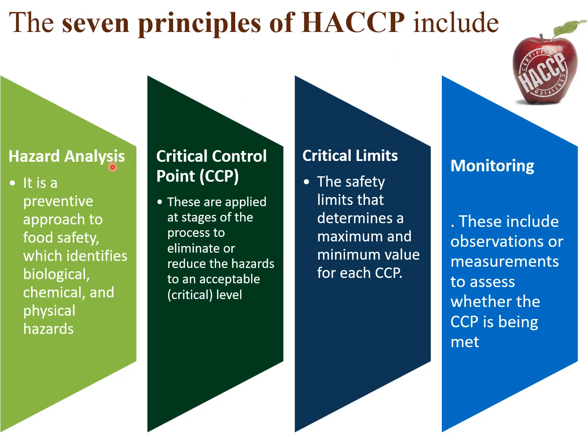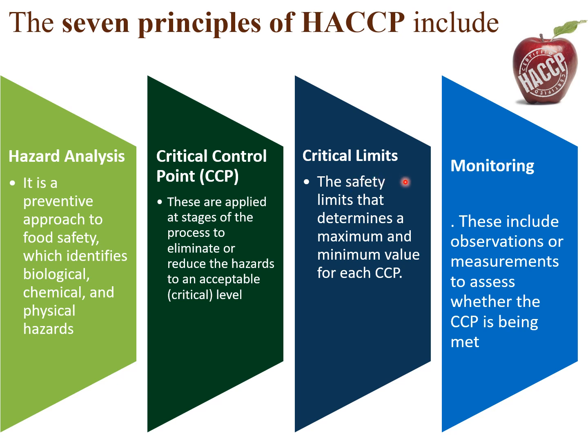The first one is hazard analysis. Hazard analysis is a preventive approach to food safety, and here it involves identification of biological, chemical, and physical hazards. The second one is the critical control point, CCP. These are applied at the stages of processing of the food, and this is done to eliminate or even to reduce the hazards so that they remain at acceptable levels. The next one is critical limits.